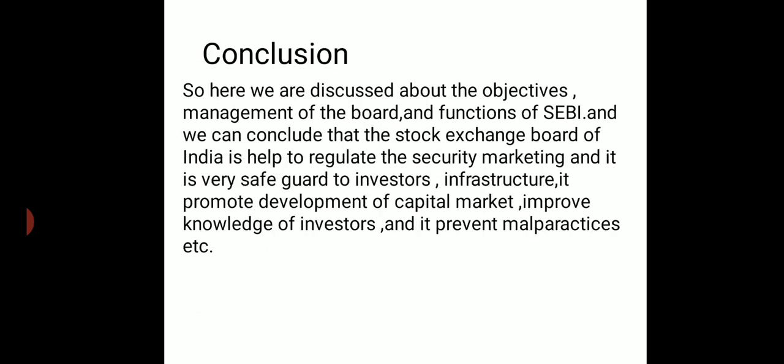And I'm concluding my topic. So here we discussed the objectives, management of the board and functions of SEBI, and we can conclude that the Securities and Exchange Board of India helps to regulate the securities market and helps to protect the interest of investors, and it is a safeguard to investors. It develops the infrastructure, it promotes the development of the capital market, it improves the knowledge of investors, and it prevents malpractices, etc.